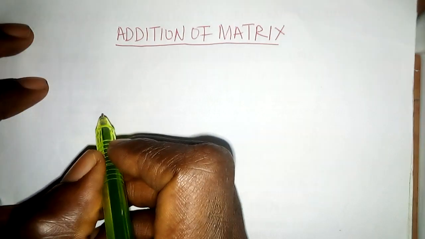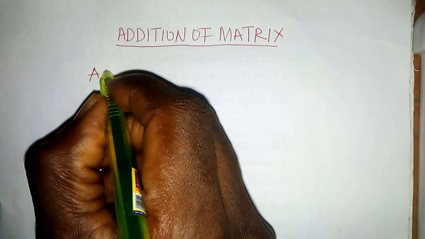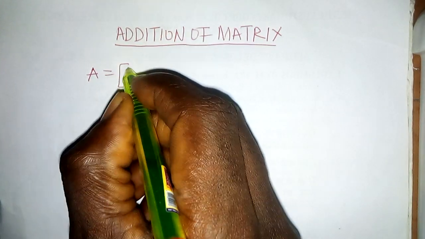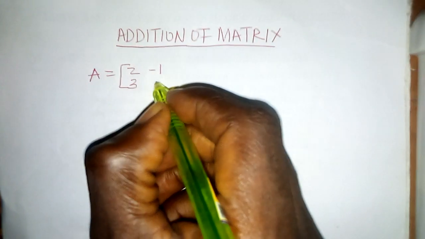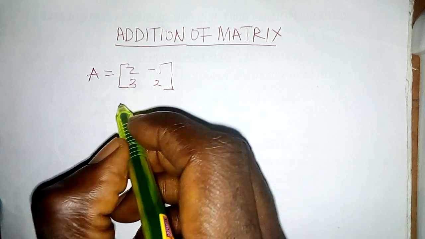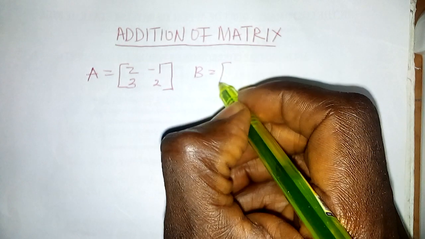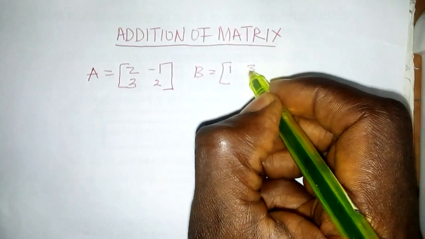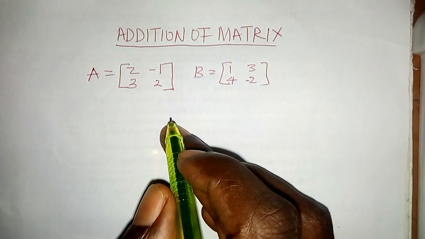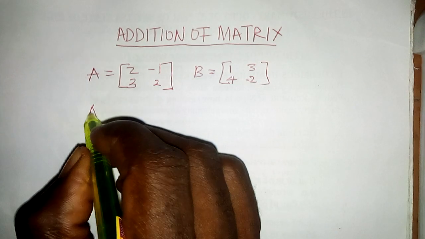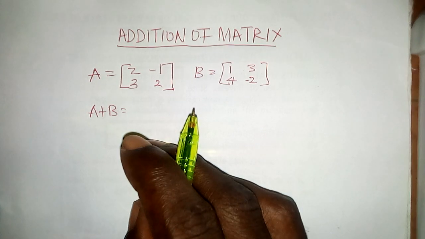So let us peruse. Let's say matrix A is a 2 by 2 matrix. Let's say 2, minus 1, 3, and 2. And matrix B is, let's say, 1, 3, 4, and minus 2. Now, to sum both matrices, A plus B, what we do is we will add up the corresponding elements.